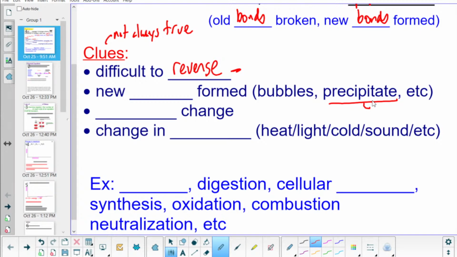A precipitate is a solid. So there was no solid there. They're both clear solutions. That's a clear sign that we've got a chemical reaction. So if you get a new state formed, we get bubbles, we get precipitation, we get a color change.